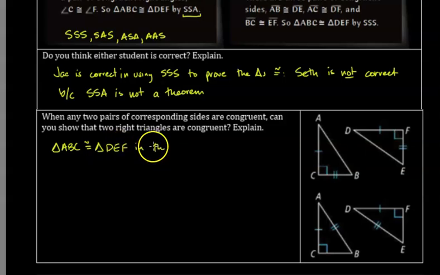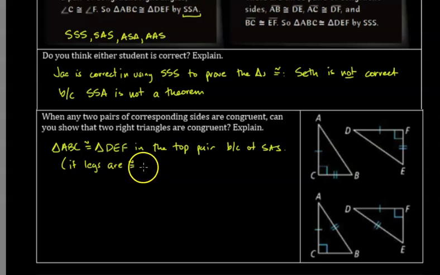In the top triangles, top pair, because of side angle side. Or in other words, we can say if legs are congruent, then SAS will apply. That's kind of a short version of what we see happening in here. If the legs of one right triangle are congruent to the legs of another right triangle, then we're going to have SAS.